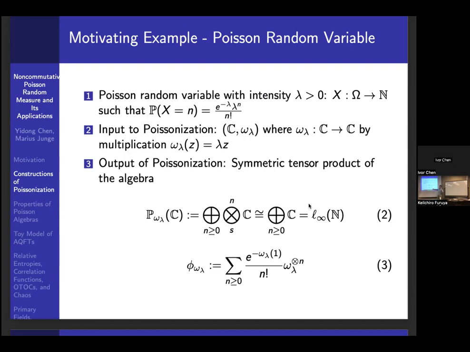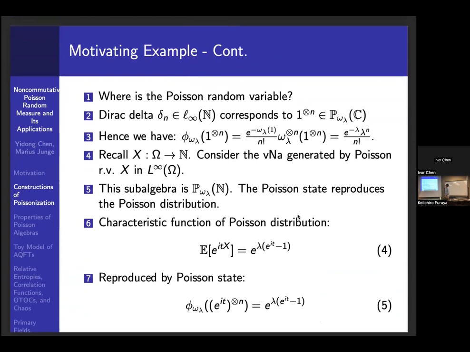Because I gave you the definition of the Poisson state, but I didn't tell you how to calculate it. Let's do a calculation. Let's look at the Dirac delta function, that is 1 at n and 0 elsewhere. This is how you represent this function in L infinity of n, in the direct sum language. Well, it's zero everywhere, and 1 at the n's piece. You plug it into the formula, and you get this.